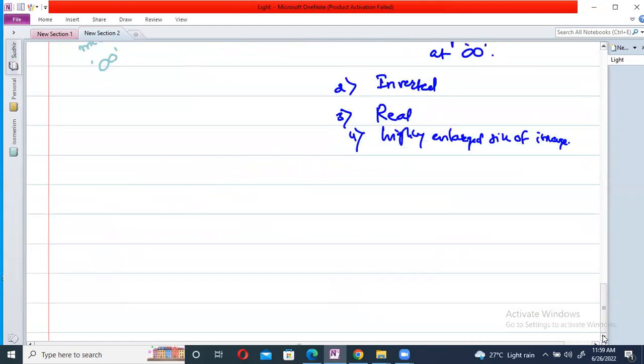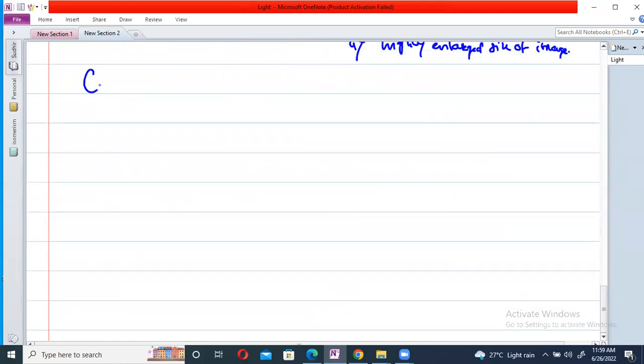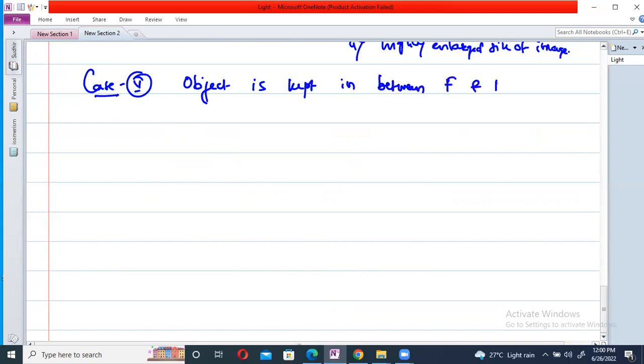But one more case will be there. That is case 5. One more case will be there called case 5. What is case 5? We can say I'm going to keep my object in between focus F and pole P. It's an interesting bit on this part.